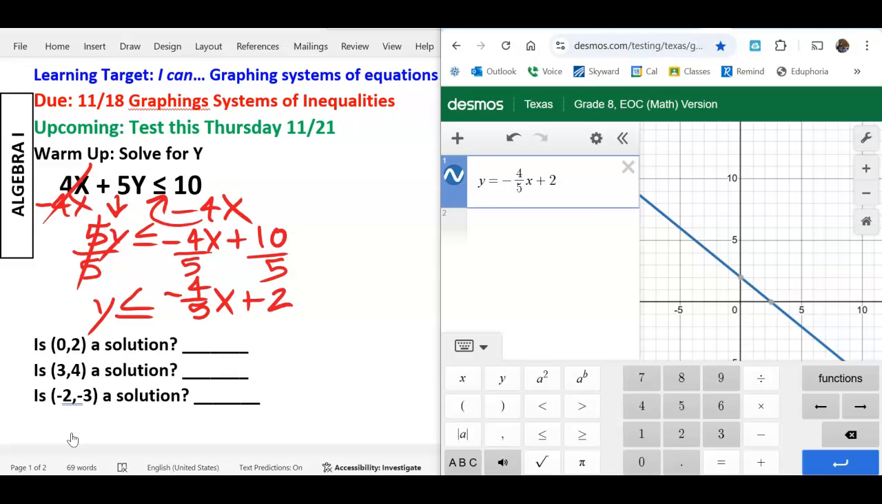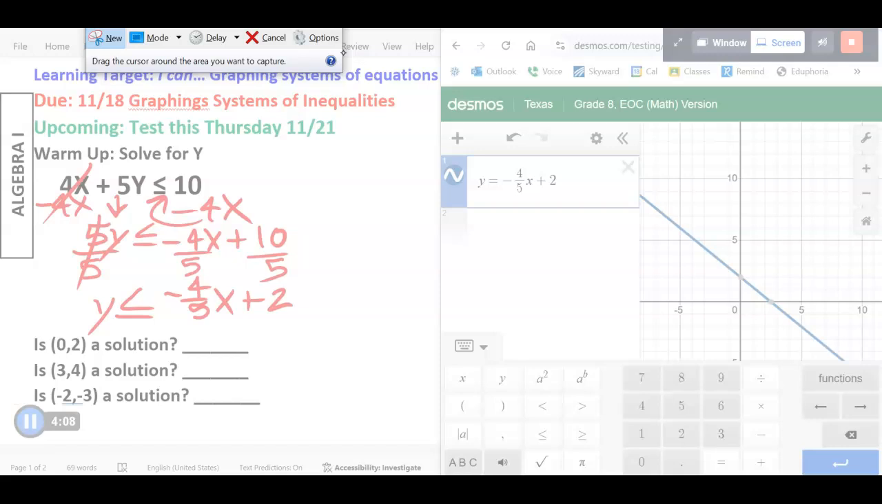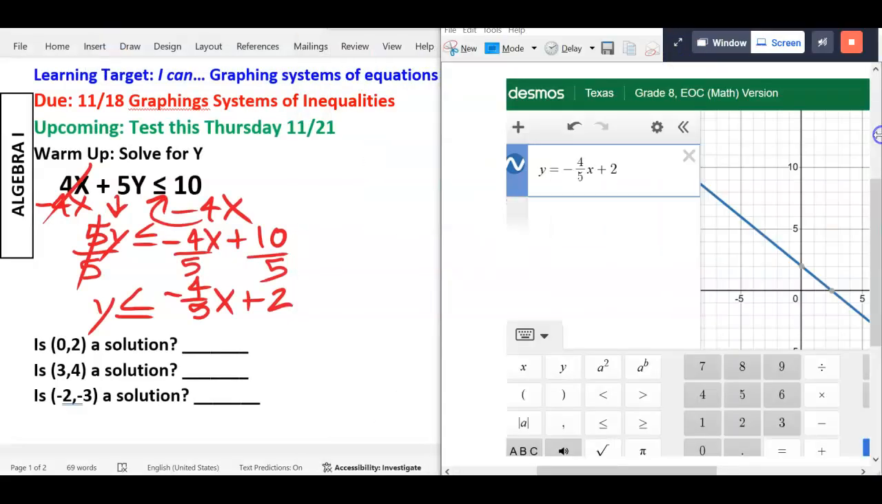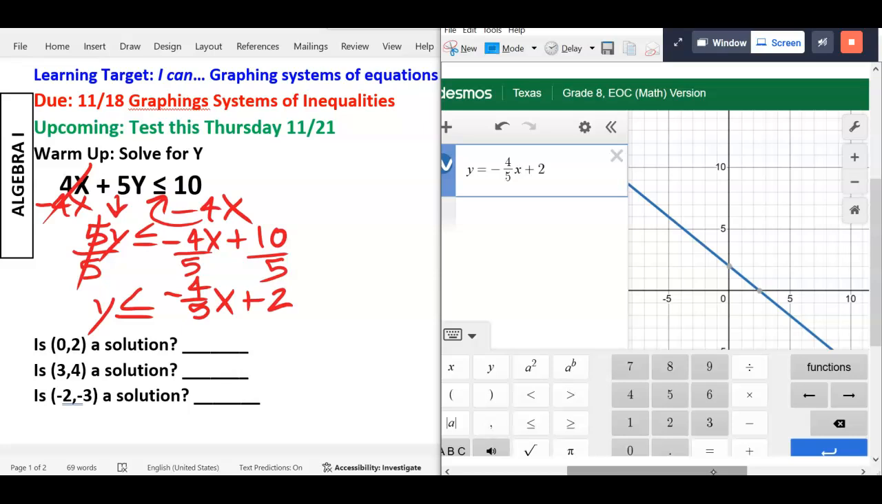Okay, so let's think about this. I'm going to take this, I'm going to write on it. Cool. So you're going to have to do this in your brains here. But since this is underlined, is that going to be a solid line or a dashed line? A solid line. So this is supposed to be solid.